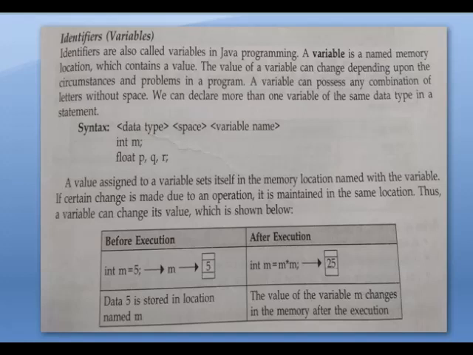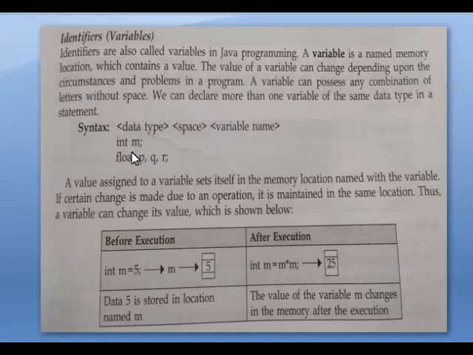So the syntax of declaring a variable is like this. First we have to write the data type, that is whether it is an integer, float, character or boolean or string, whatever it may be. Then after the data type, put a space and write the variable name.